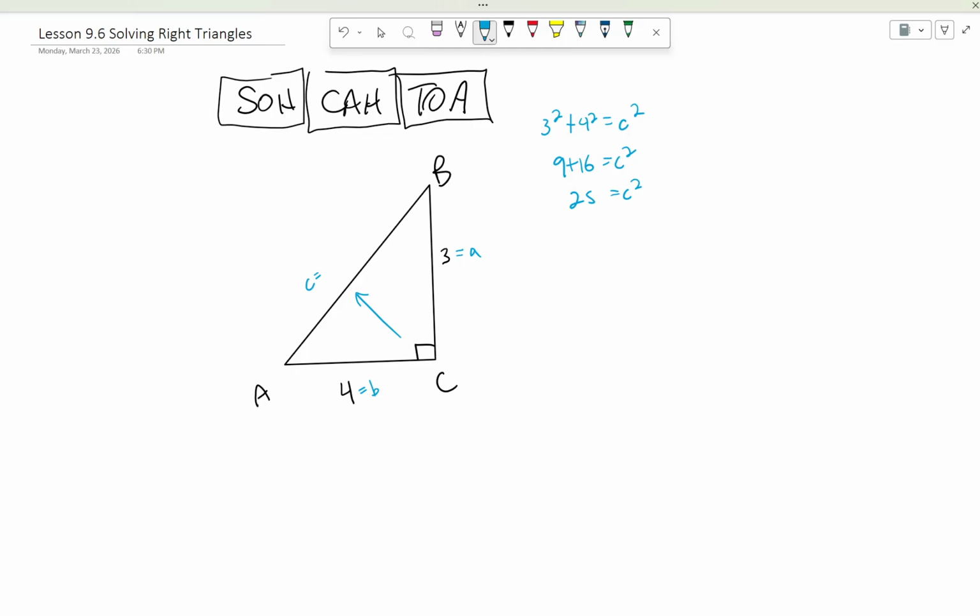Okay. We get that C is going to be equal to 5.